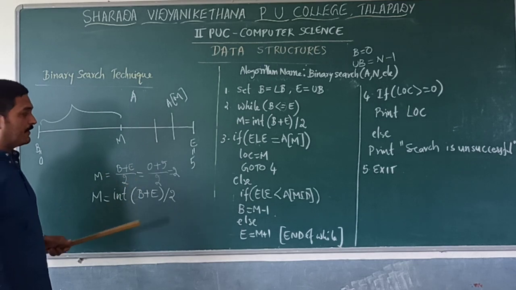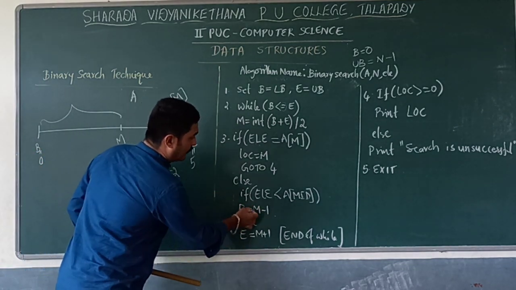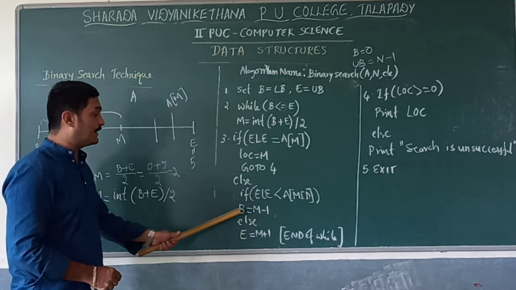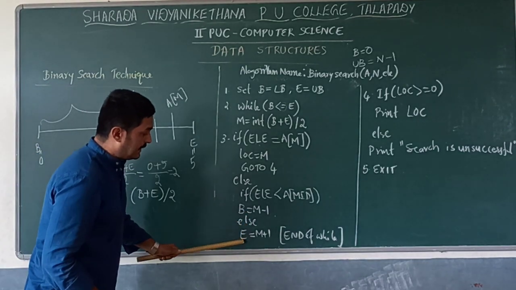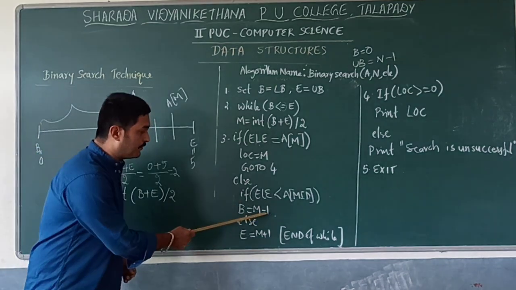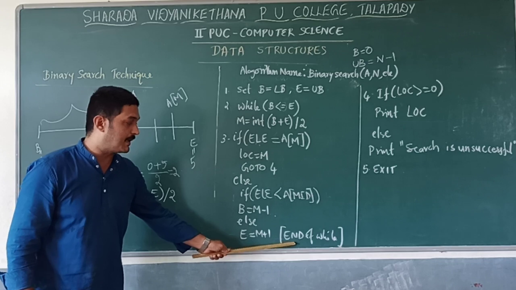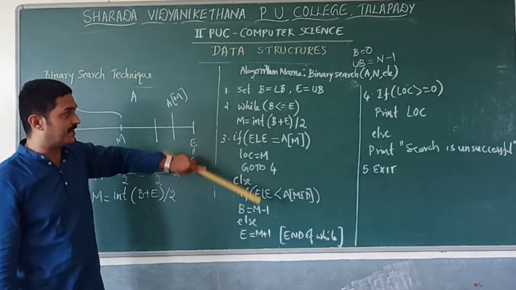To specify that, E equal to m minus 1. That means the end equal to m minus 1. Else, B equal to m plus 1. And here use end of while. That indicates the end of this while statement.